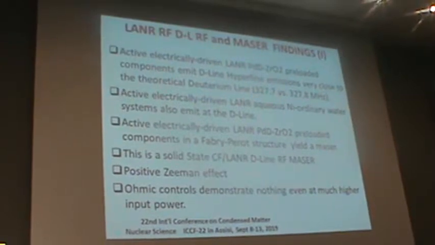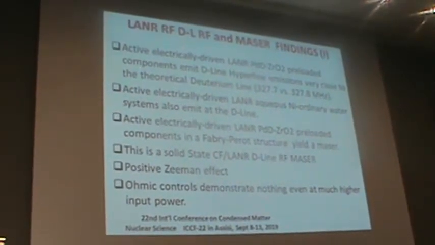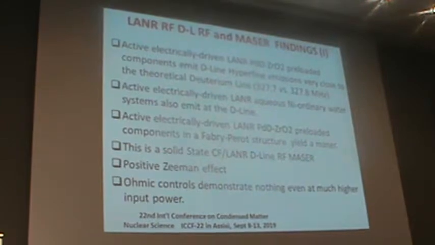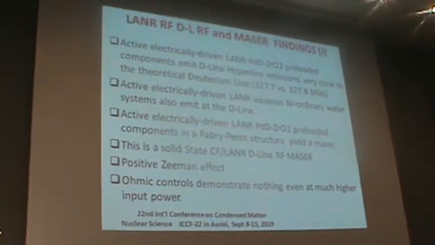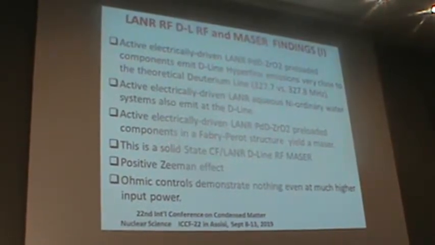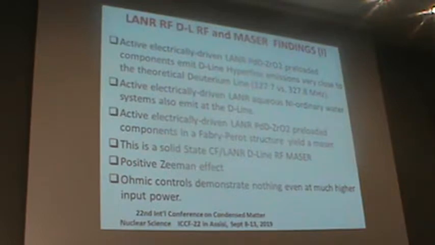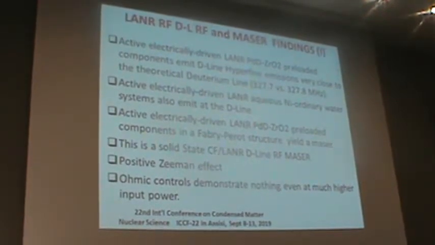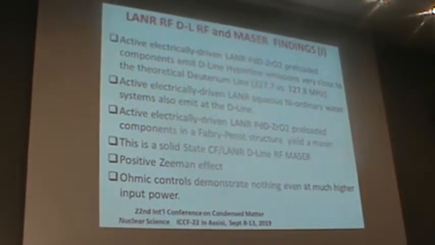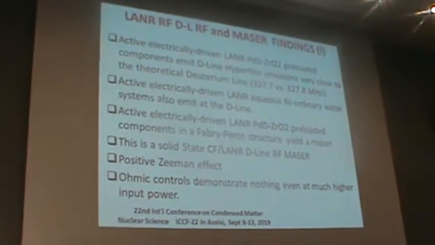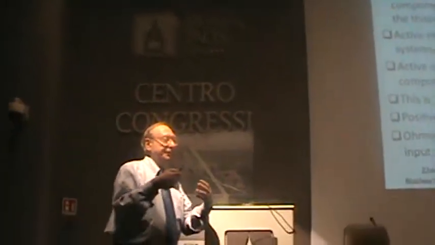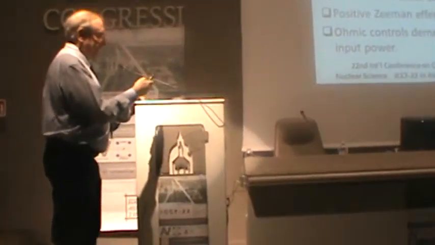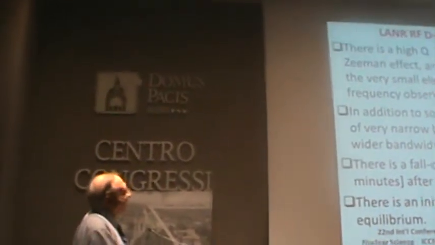So as I showed you yesterday, what we see is that active electrically driven components give out the deuterium line in both the dry preloaded and the nickel ordinary water system. What we also showed was it has a positive Zeeman effect, that is, applying a magnetic field, we get splitting. And what I'm going to show you today is an analysis of the non-Zeeman splitting. These do not have a magnetic field applied, but they're a result of where the activated deuterium is in the lattice. They have a very high Q.